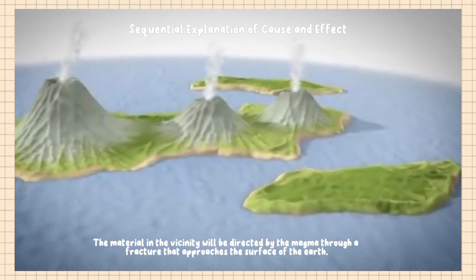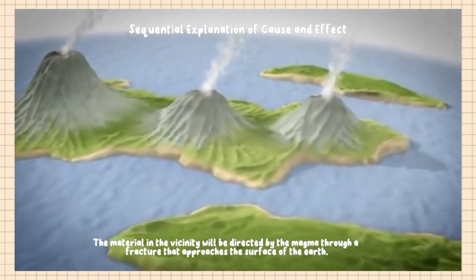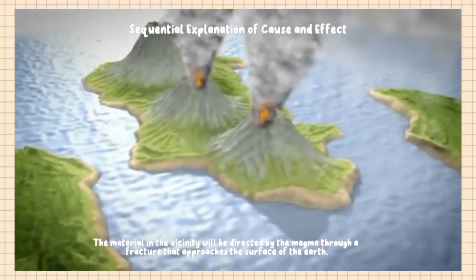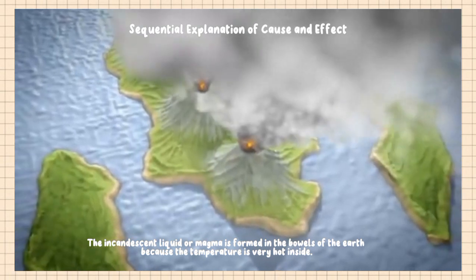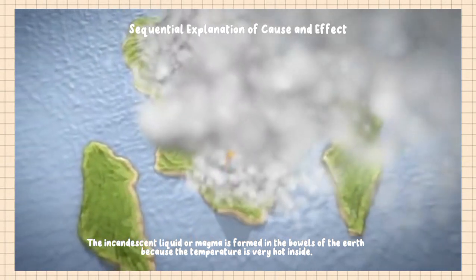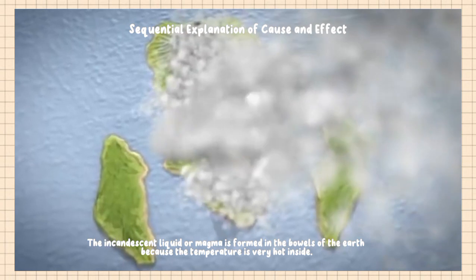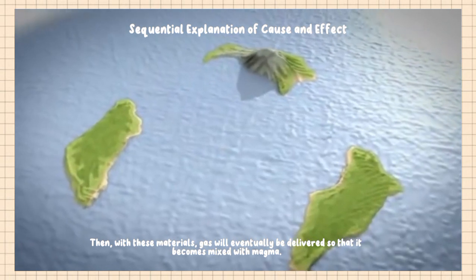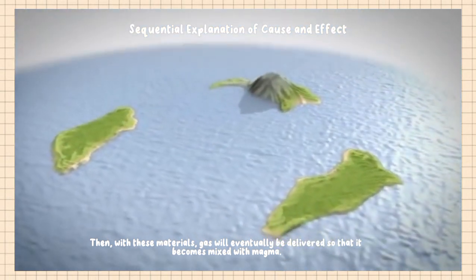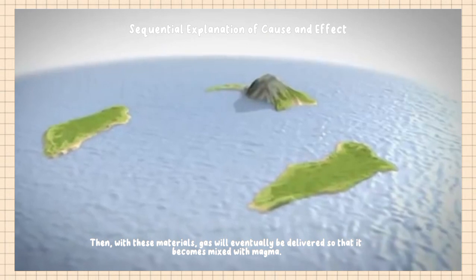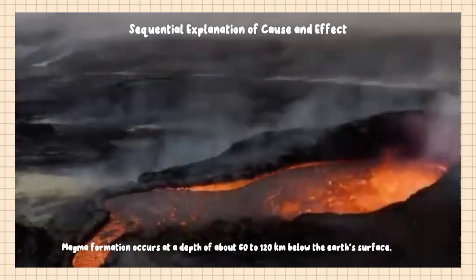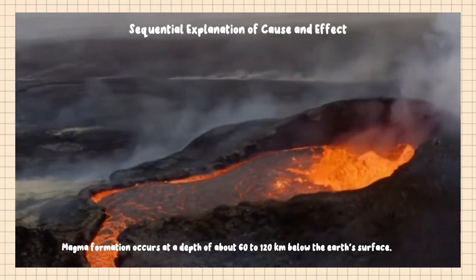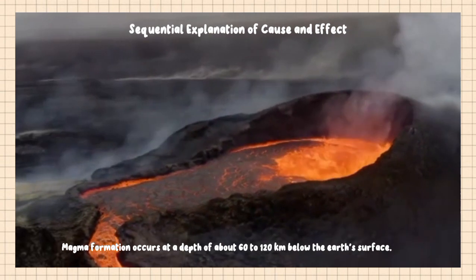The material in the vicinity will be directed by the magma through a fracture that approaches the surface of the earth. The incandescent liquid or magma is formed in the bowels of the earth because the temperature is very hot inside. Then, with these materials, gas will eventually be delivered so that it becomes mixed with magma. Magma formation occurs at a depth of about 60 to 120 km below the Earth's surface.